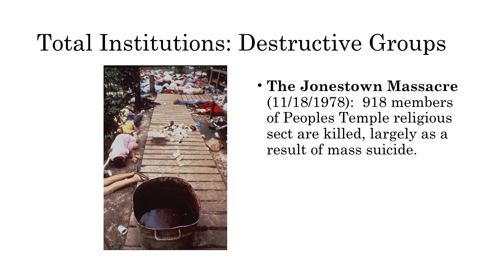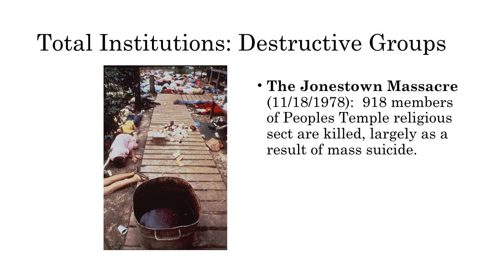After organizing months of suicide drills, wherein members would be instructed to drink Flavor-Aid, a Kool-Aid-like punch that Jones would tell them was laced with poison, but really wasn't, one day, Jones finally set in motion the whole thing, lining everyone up and instructing them to drink punch laced with cyanide.